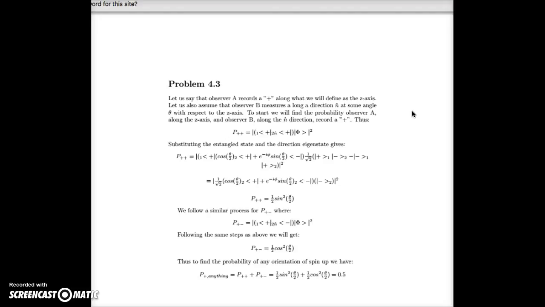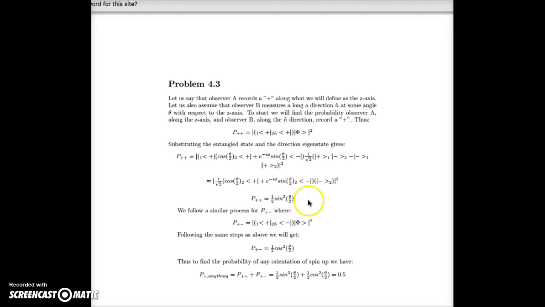Let's also assume that observer B measures along a direction n hat at some angle theta with respect to the z-axis. To start, we will find the probability that observer A along the z-axis and observer B along the n direction both record a plus. Thus, we use this formula right here. Substituting the entangled state and the direction eigenstate into this formula, we get this right here, which will then simplify to this, which we ultimately end up getting a probability of them both finding plus plus is 1/2 sine squared of theta over 2.